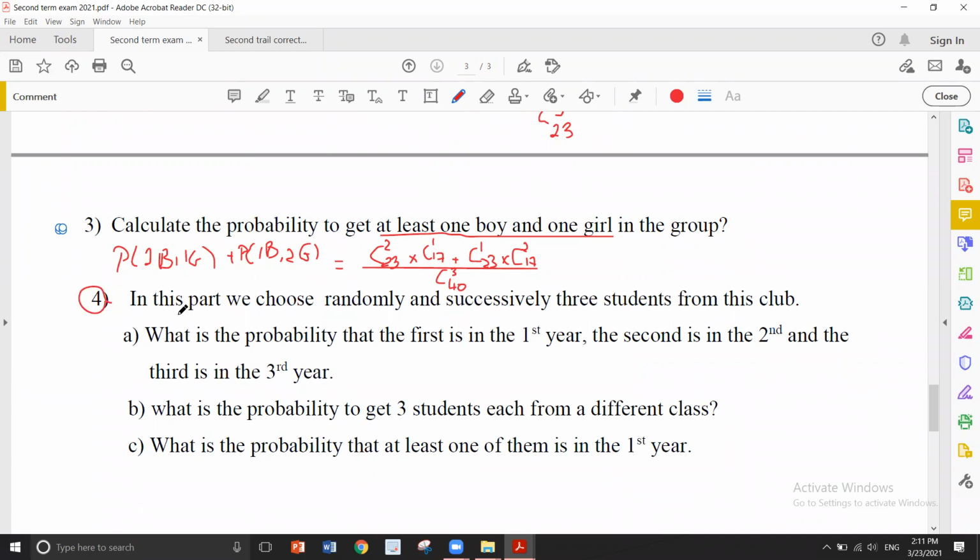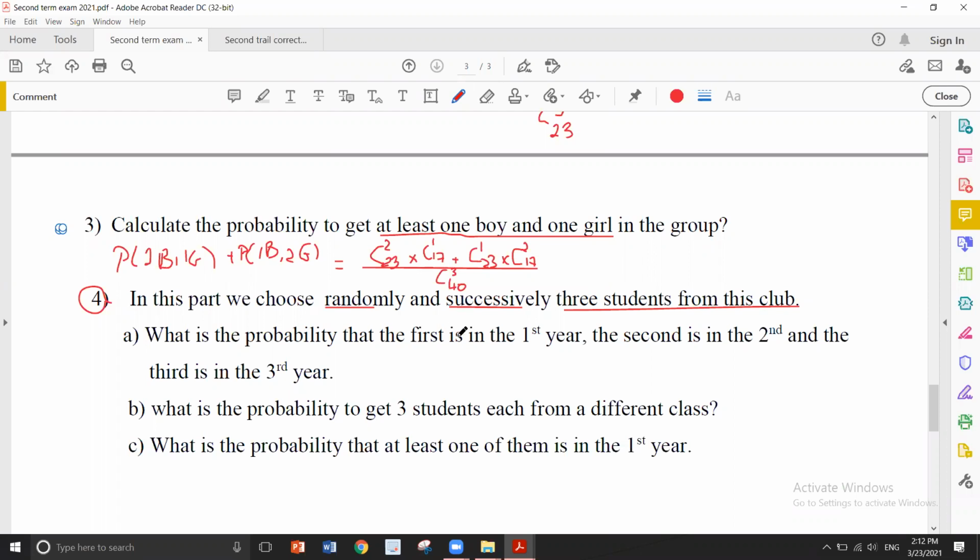Part 4. In this part, we choose randomly and successively 3 students. We don't ask if with replacement or without replacement. We choose 3 students, which means we cannot choose the same student 2 times. So 3 students, surely without replacement.